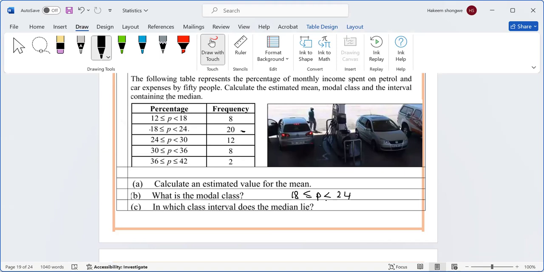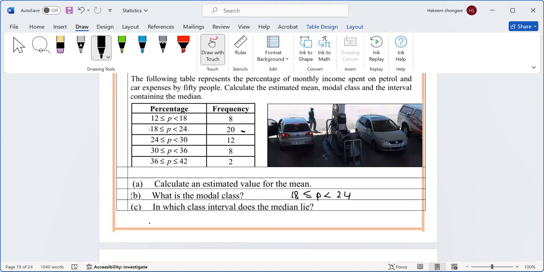Okay, we're moving on. The next one says, in which class interval does the median lie? So we want to know where would you find the median. What is the median, by the way? It's the middle value. Right? So we want to know where we will find the middle value. Now remember, all in all you have 50 people. How do I know I have 50 people? Because if you add everyone in the frequency, you get what? 50.